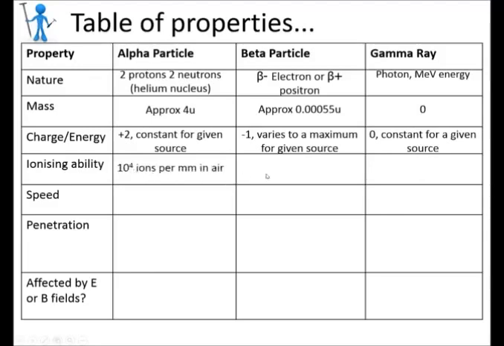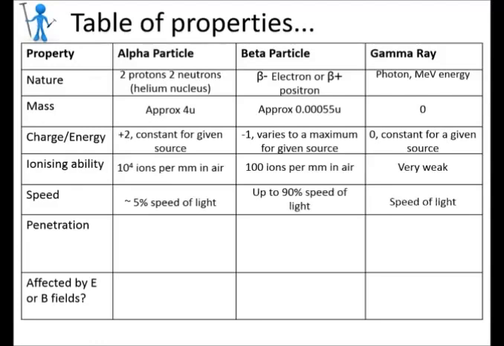How ionising are they? Alpha particles, about 10 to the 4 ions per millimetre. Beta particles, about 100 ions per millimetre, and gamma radiation, very weak. You wouldn't really measure it across the millimetre range. Speed: alpha is approximately 5% of the speed of light, so still impressive, but not as impressive as beta, up to 90% of the speed of light, and gamma rays obviously at the speed of light.